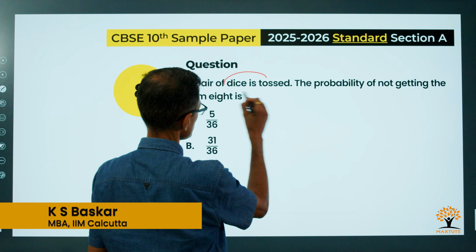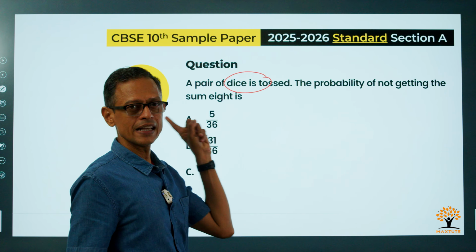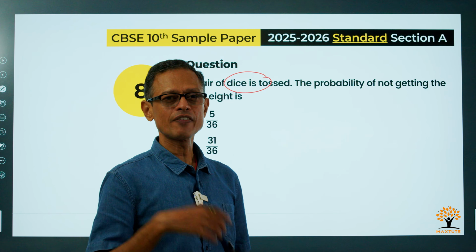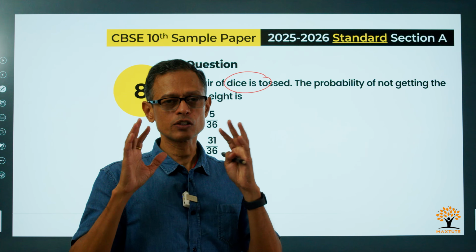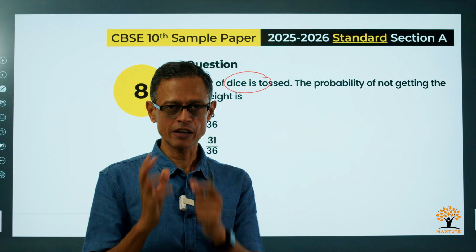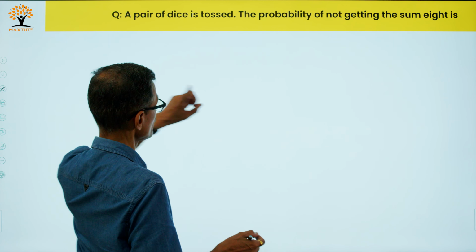A pair of dice is tossed. The probability of not getting the sum 8 is what? Right? You need to find out the number of outcomes in which the sum is not equal to 8 divided by the total number of outcomes. This is how one should have gone. But how we are going to solve is we're going to find out the complement of this event.